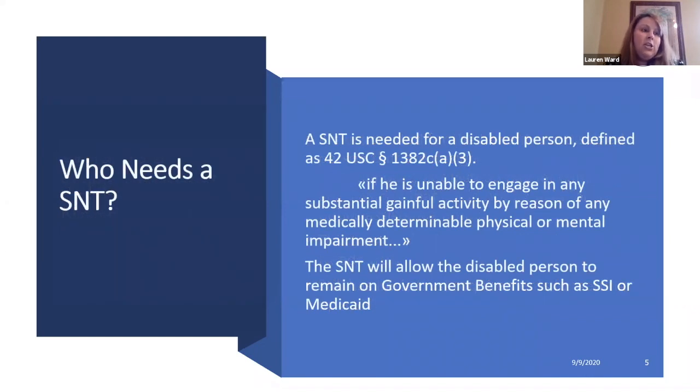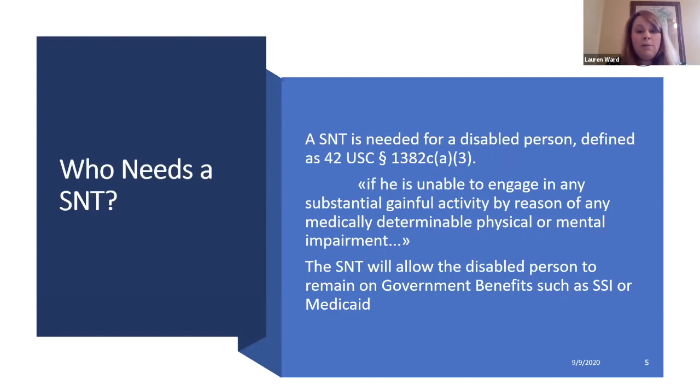So the first thing is, who really needs a supplemental needs trust? A supplemental needs trust is for a disabled person defined under 42 U.S.C. 1382c(a)(3). So here's what it says. If he is unable to engage in any substantial gainful activity by reason of any medically determinable physical or mental impairment. So this is for a disabled person who's probably going to receive government benefits like SSI or Medicaid in their life because they're unable to maybe work a full-time job, they have a physical disability or a mental disability.